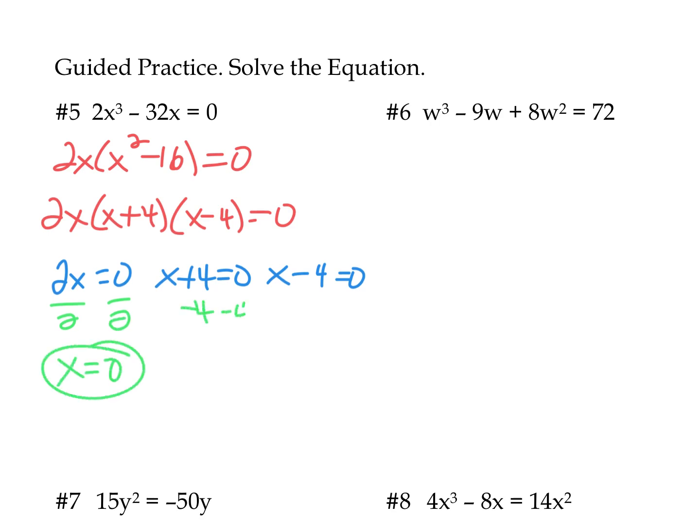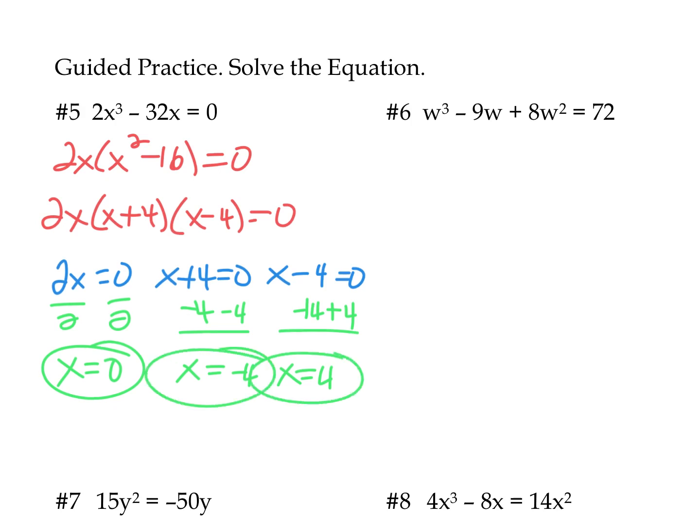I can subtract 4 on both sides here. I'm solving for x. Add 4 to both sides here. And I've got 3 answers now for this. I've got 0, -4, and +4. 3 possible answers that would solve that equation.